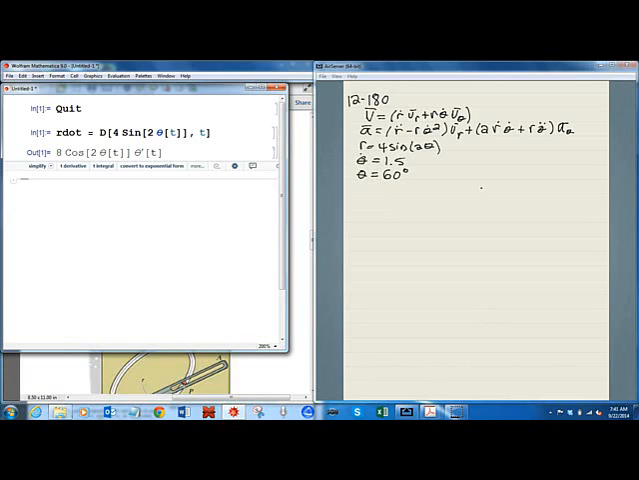Okay, so for example, let's see, it is r dot. Mathematica says r dot is equal to 8 cosine of 2 theta times theta dot. Right? So what I'm going to do is that's a product formula.